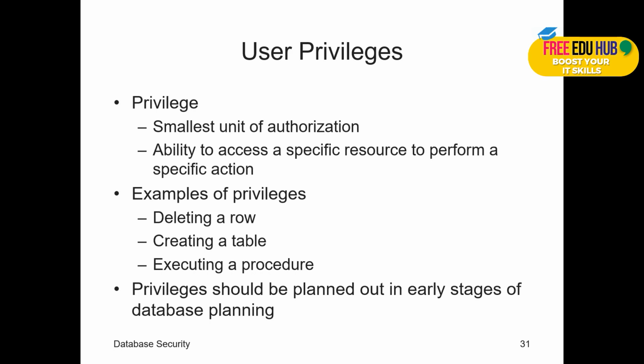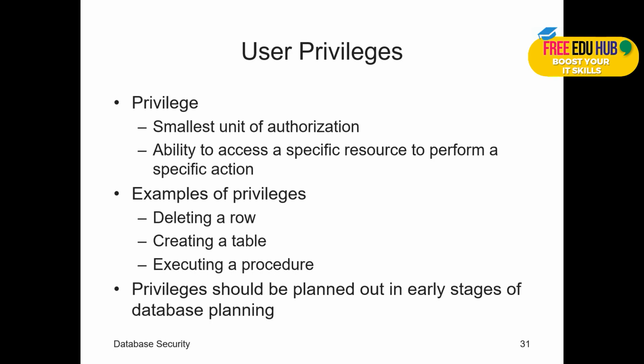Now, a user privilege is the smallest unit of authorization, the ability to access a specific resource to perform a specific action. But it has a very high impact on the kind of data and information that you find in the database. Examples of privileges are deleting rows, creating a table, executing a procedure. Deleting a table is a very huge command and you don't want to give it to a user who doesn't know how to manage it. Maybe he'll end up deleting a table which has quite confidential or important information inside.